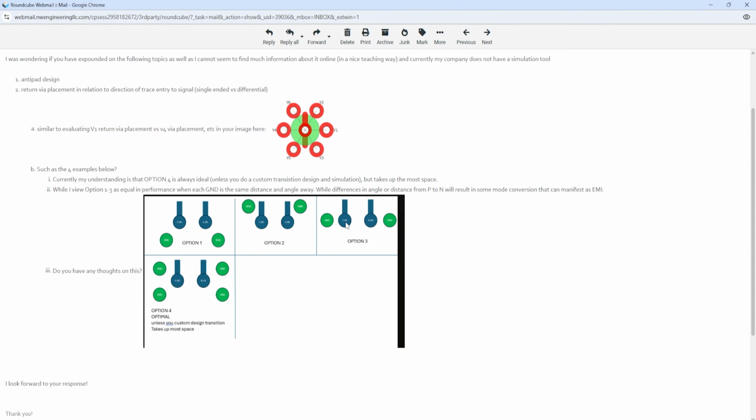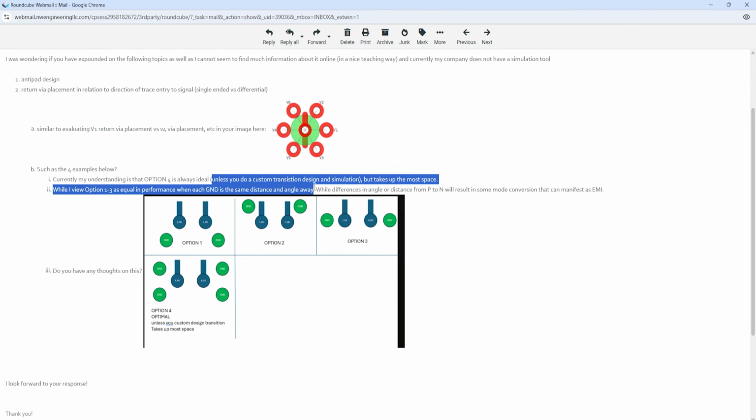Now, these three options, options 1, 2, and 3, are something that I see pretty commonly used. And then there's a fourth option right here, which is where you basically take option 1 and option 2 and combine them, and then you have 4 stitching vias totally surrounding the differential vias, as you can see right here. So, such as these 4 examples below. Her current understanding is that option 4 is always ideal, unless you do some custom transition design or simulation, but it takes up the most space.